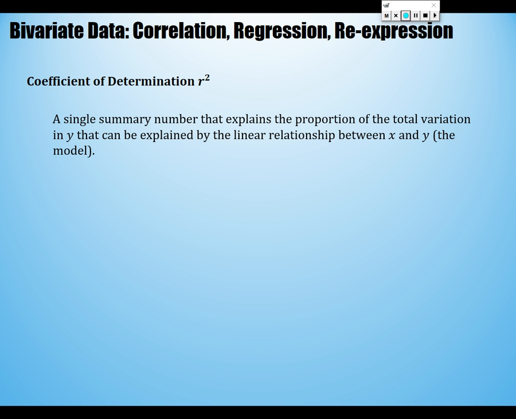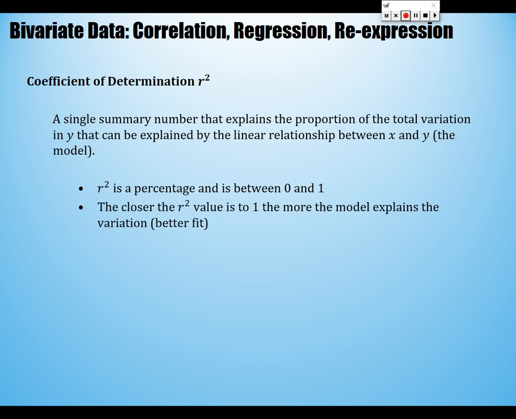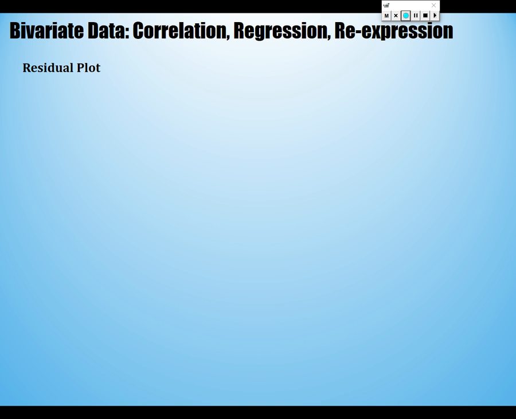This is a single number after squaring the R value from the last slide that explains the proportion of the total variation in y, the response variable, that can be explained by this linear relationship that we just derived in the warm-up. So once you come up with that linear relationship, what does R squared mean? It explains the proportion. Sometimes it's better to say the percentage. It's between 0 and 1. Of course, it's positive, right? And just like on the last slide, if it's closer to 1, then you get a better fit.